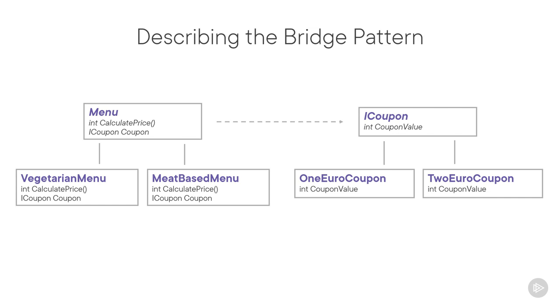That relationship between the menu and the coupon, that is what is named the bridge, as it bridges the abstraction and implementation, letting them vary independently. From this real-world example, we can now extract the structure of this pattern.